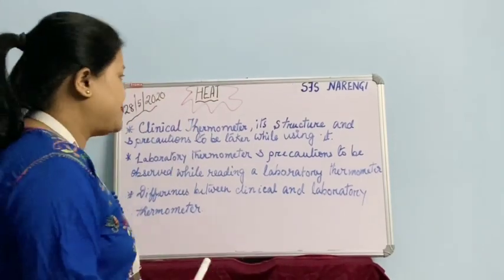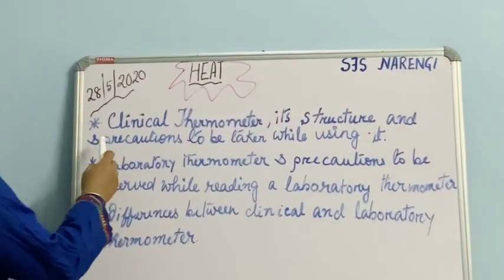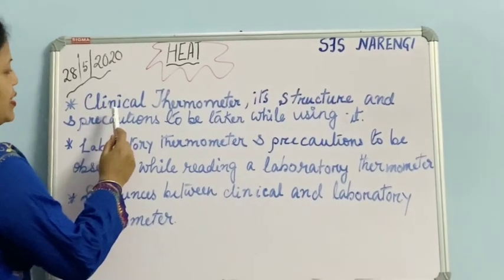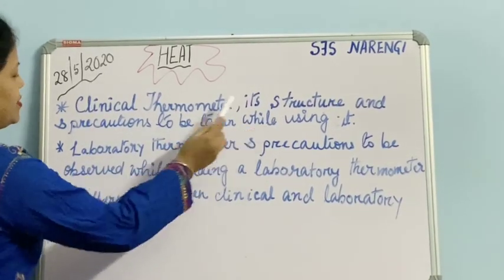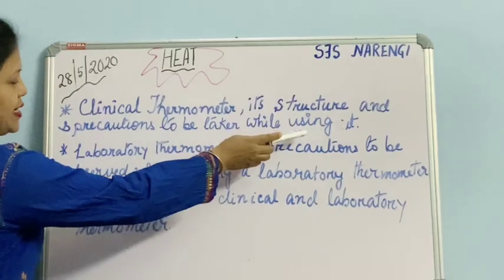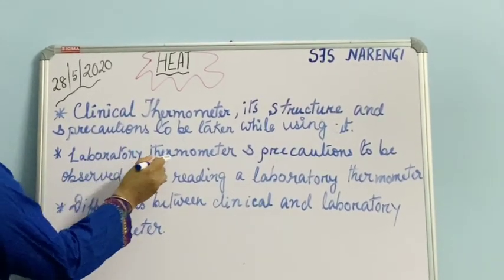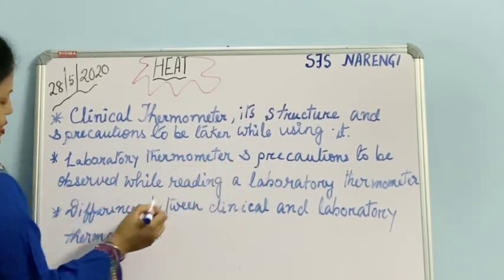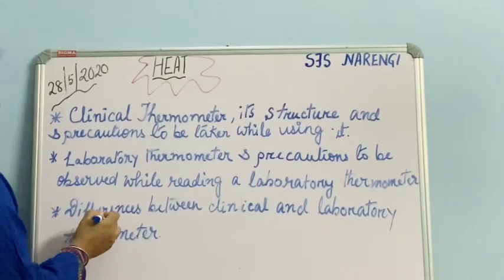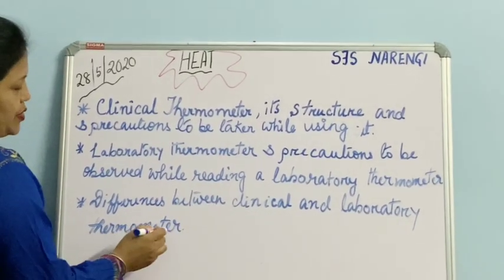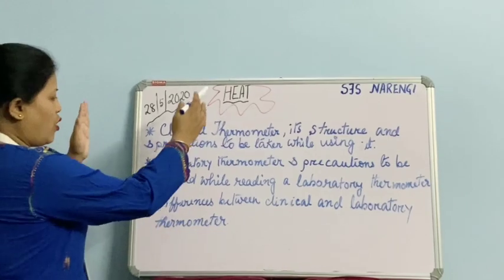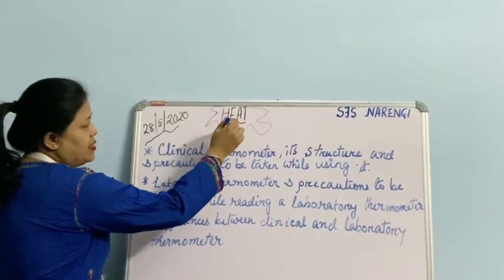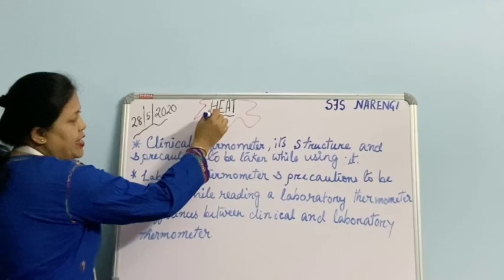Alright, so today in this video we shall be discussing the following topics. Topic number 1: the clinical thermometer, its structure and precautions to be taken while using it. Then the laboratory thermometer and precautions to be observed while reading it. This will be followed by differences between clinical and laboratory thermometers. We shall be discussing all these points under the heading Heat.